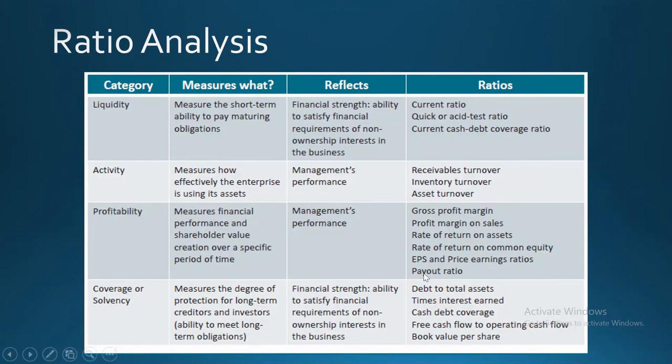So you have looked at most of these ratios before. Looking at liquidity, current ratios, looking at receivable turnover, inventory turnover, profitability ratios, gross profit margin. So you're already well aware of all these ratios, coverage and solvency ratios. Companies use these to determine management's performance, what the financial strength is, can they satisfy financial requirements or not.